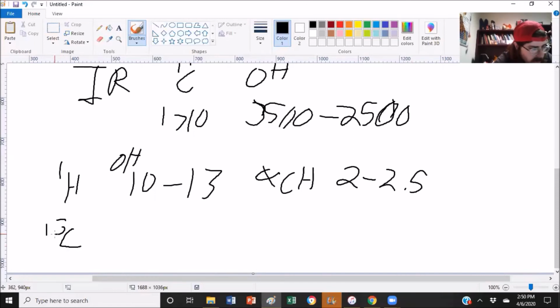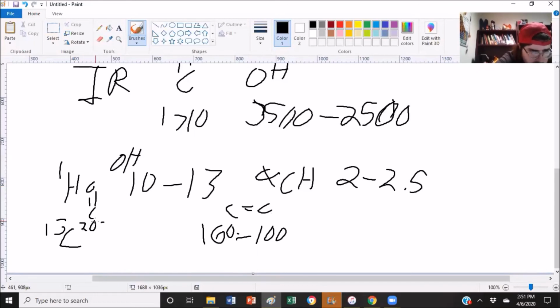But C13, there's usually a pretty dead giveaway in that. Alkenes are usually between 160 or less to 100, sometimes 120 for alkenes. Carbonyls are usually between 200 plus. So right dead in the middle is our carboxy group. These guys are usually between 170 to 180.